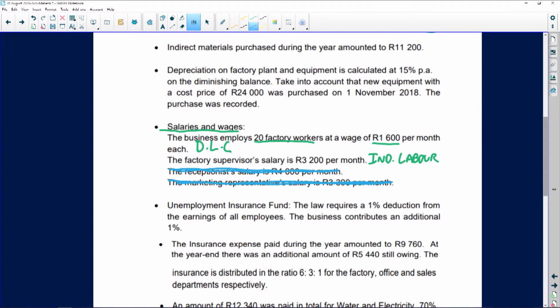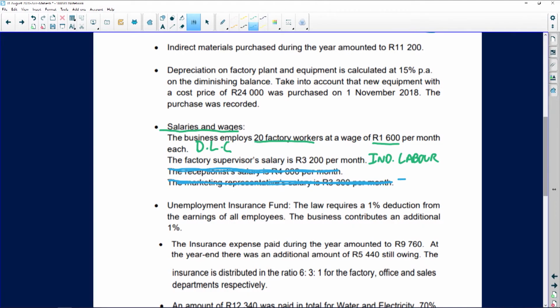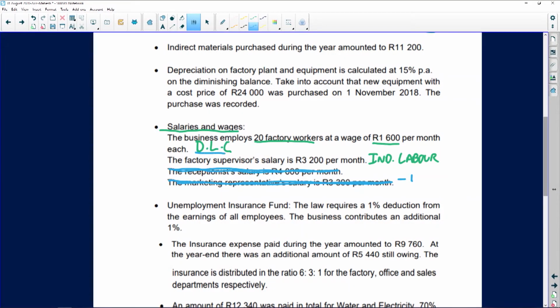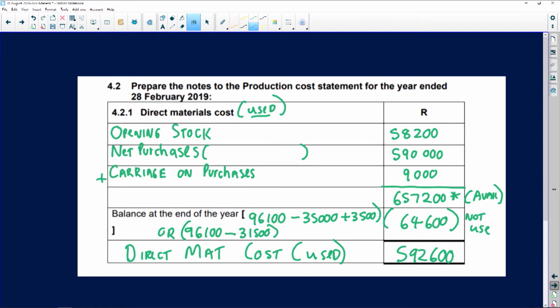Why am I crossing it out? Because if by mistake I include this in the production cost statement or any of the notes that we're completing, it's going to be a minus 1, and we don't want that in our exam. So let's now look at direct labor cost. We've got 20 workers, each earning a monthly wage of 1,600. They would have worked for the entire year, so I'm going to have to multiply that by 12. Let's now take that through to our answer sheet.